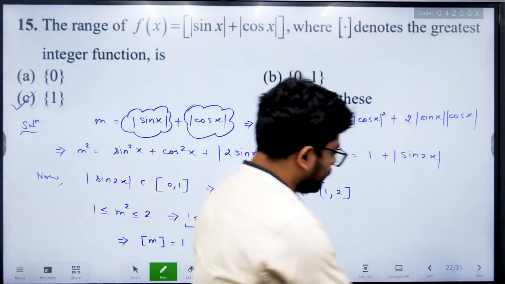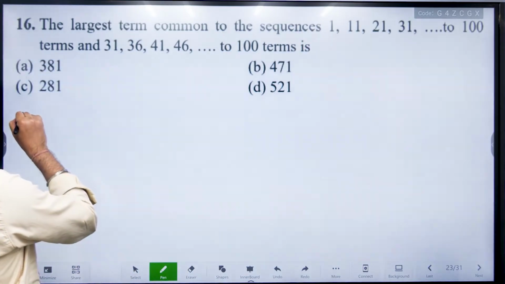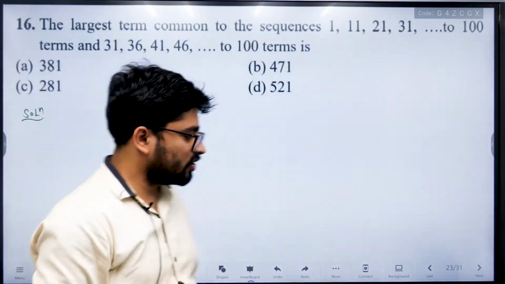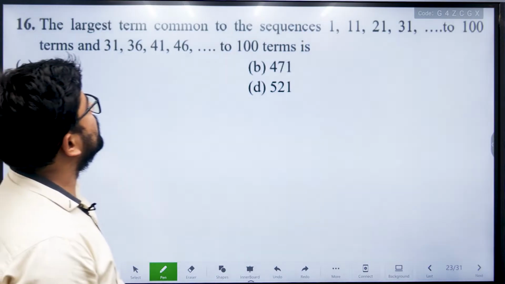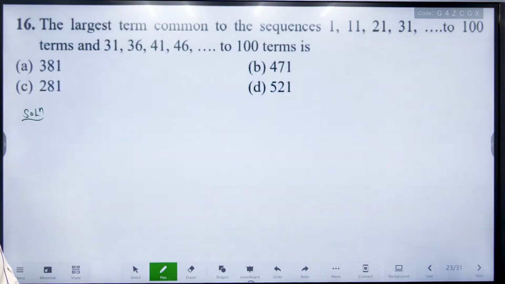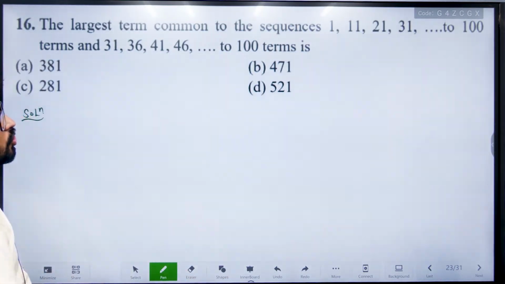Now next question is, this is your revision portion. So the first question from the revision section is: the largest term common to the sequence 1, 11, 21, 31 and so on to 100 terms, and 31, 36, 41, 46 to 100 terms. Yes, you have to find the largest common term.